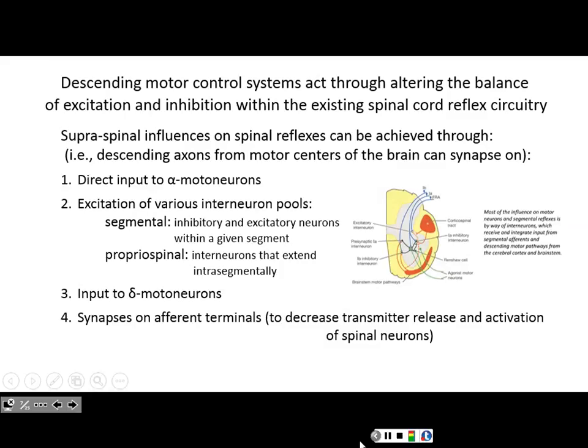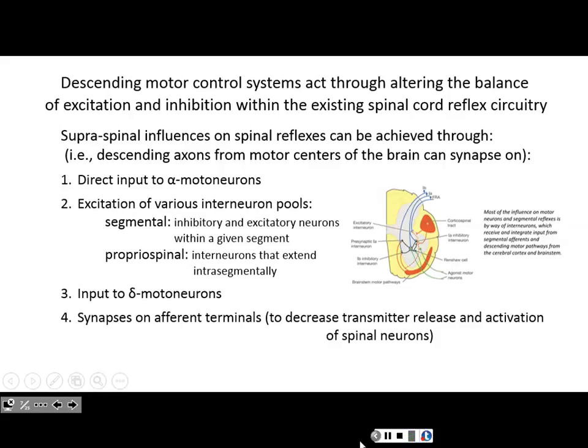Now, when I say the descending motor control systems, do you all know what I'm talking about, right? I'm talking about a variety of them. I'm talking about what we just talked about for the last hour, the corticospinal, cortico-bulbar systems, the descending rubrospinal tract, the lateral reticulospinal, medial reticulospinal, lateral vestibulospinal, medial vestibulospinal. Okay, all of those tracts come down to the spinal cord, and when they act, they're of course acting to change the balance of inhibition and excitation that's present in the reflex circuitry that's already there.